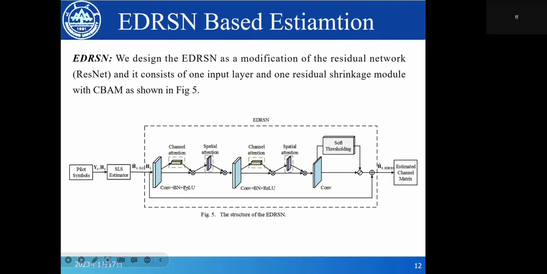At last, the EDRSN optimizes the network parameters by means of a momentum estimation gradient descent algorithm to make the predicted channel matrix HK EDRSN more close to HK. That means it's more close to the real matrix.